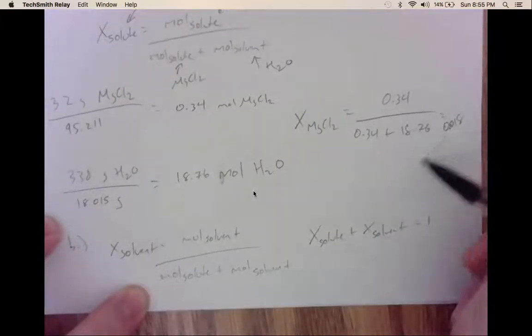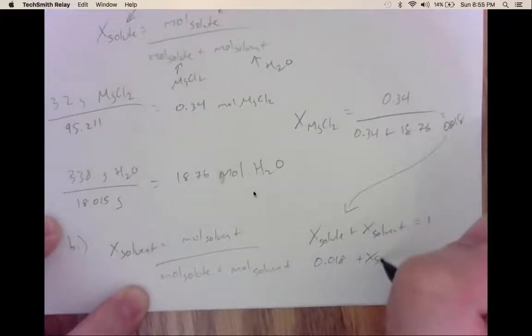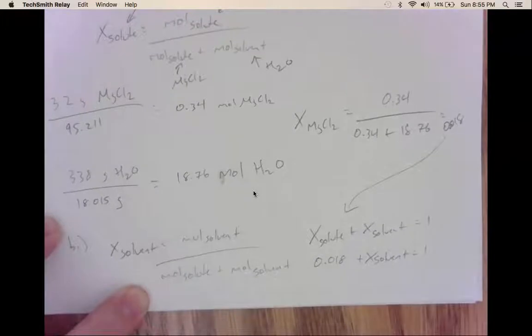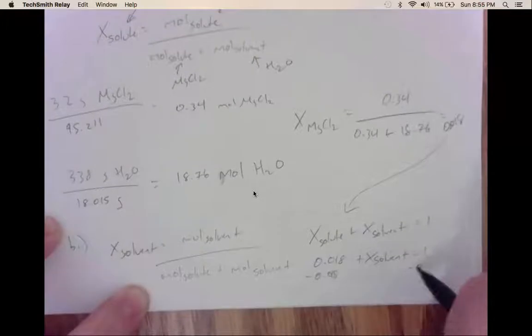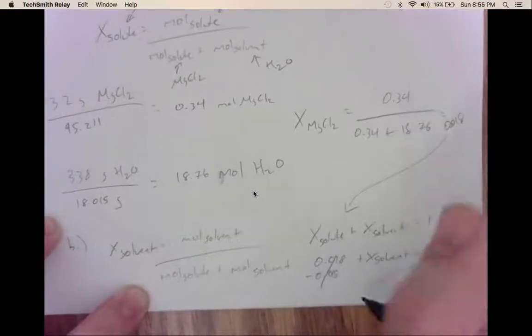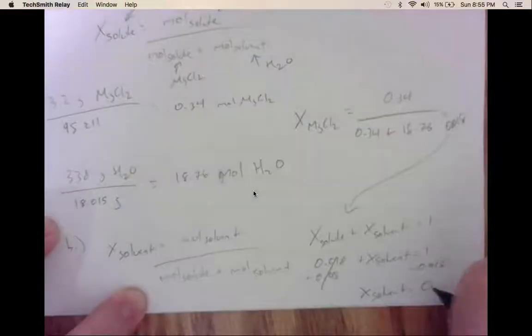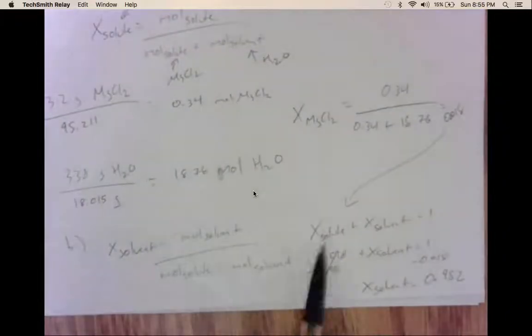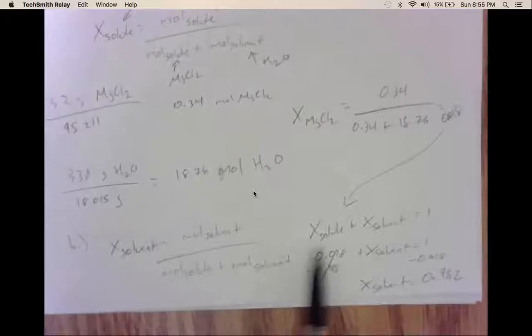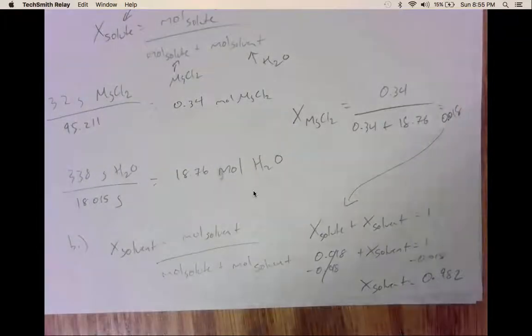So we can easily plug in our 0.018 plus x of the solvent equals 1, and then we can solve for the mole fraction of the solvent by subtracting 0.018 from both sides. That would give us our mole fraction of the solvent equals 0.982. Again, you can solve it either way. I would probably write down both formulas just in case I ask you for the solvent and you didn't have to calculate the solute first. For example, in a multiple choice question, that is possible to show up.